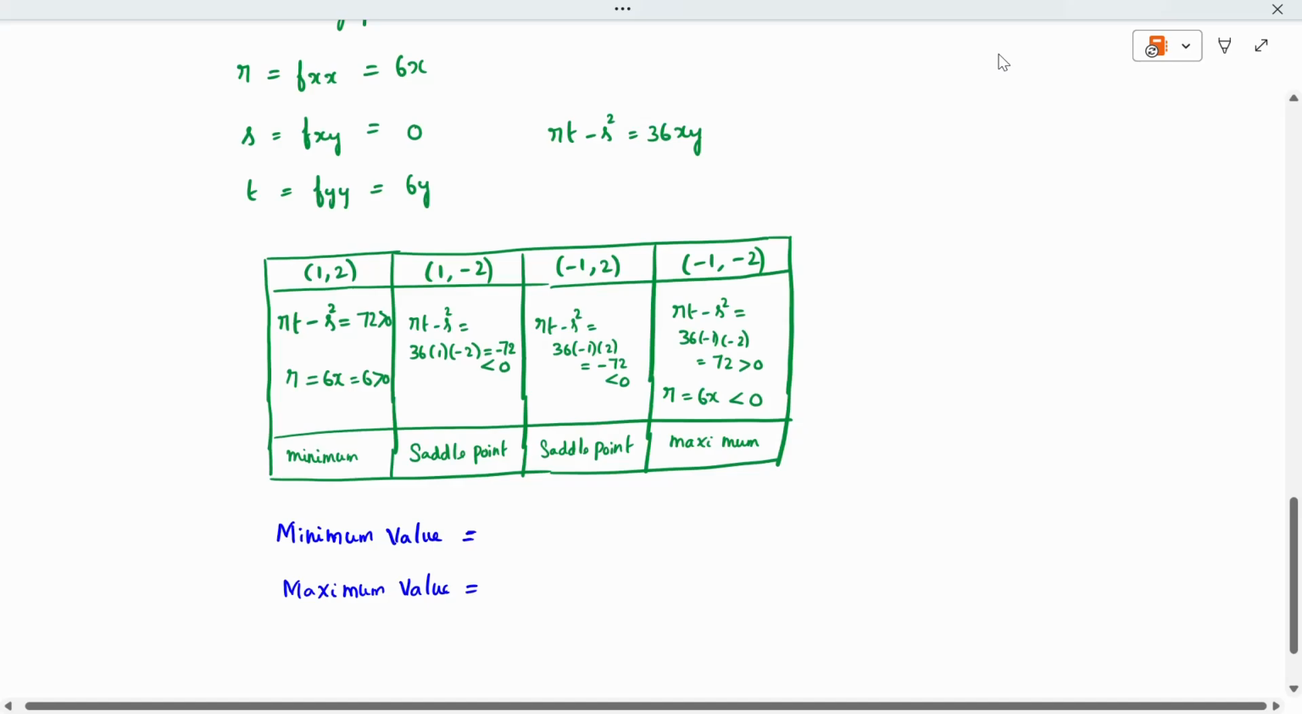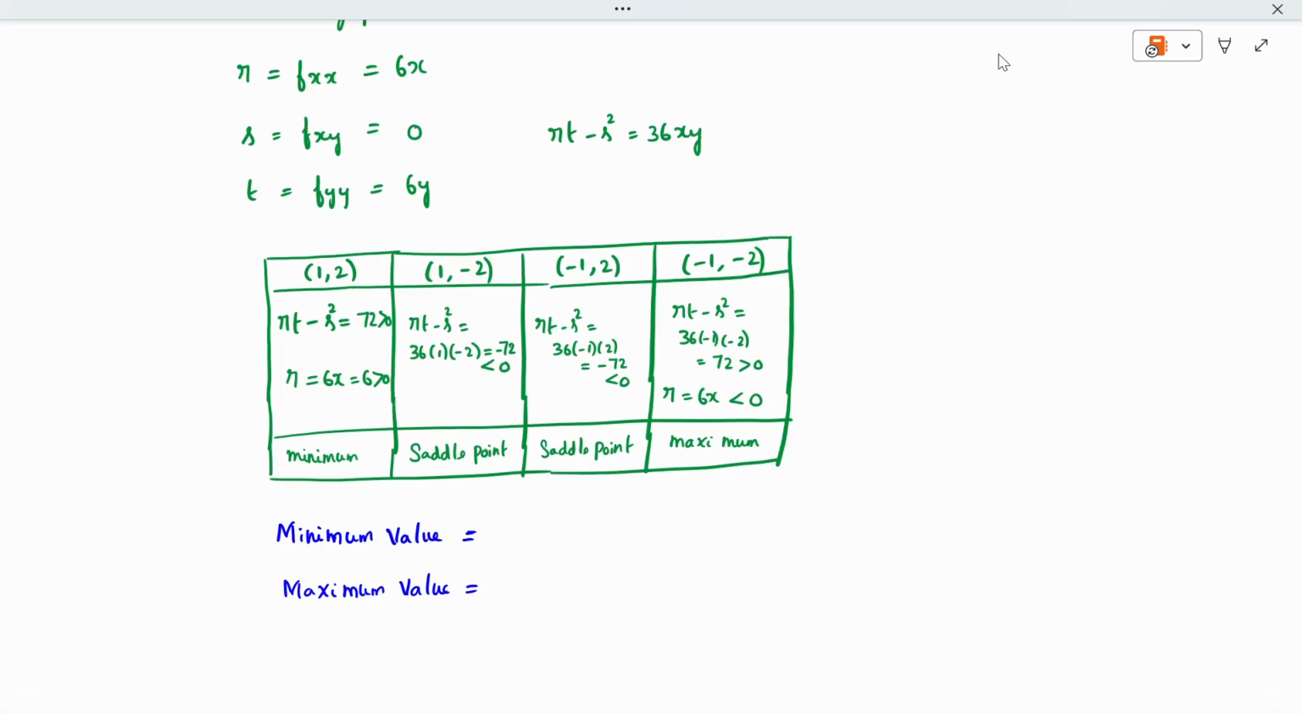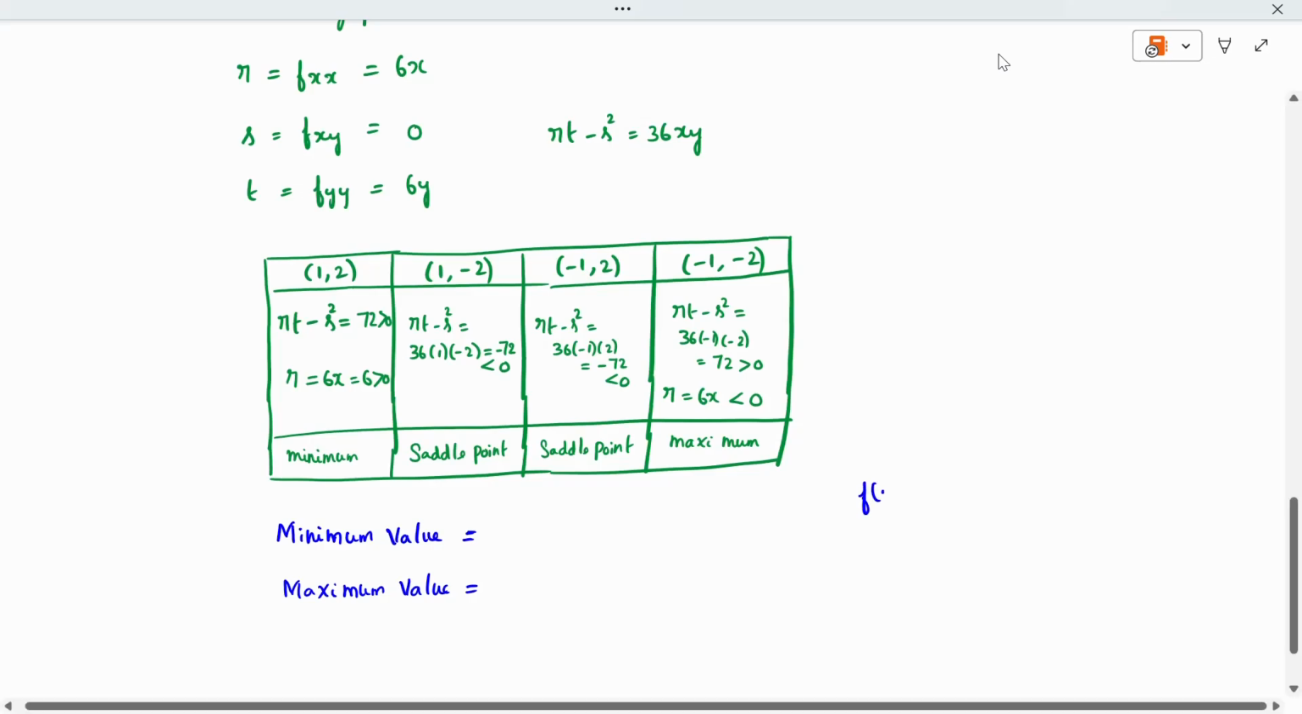The minimum value: whichever stationary point is the minimum, 1, 2, you have to substitute in the given question. So for example, f of 1, 2: I substitute in the given function. What is our function? X cube. So 1 cube plus 2 cube minus 3 into 1 minus 12 into 2 plus 20. Everything you add, when I add it, I will be getting 2. 2 is our minimum value.